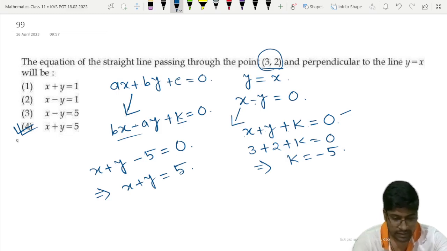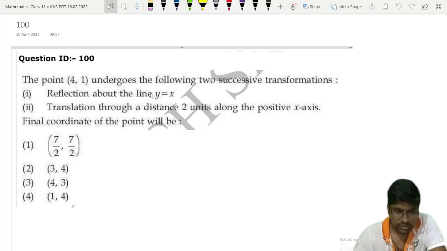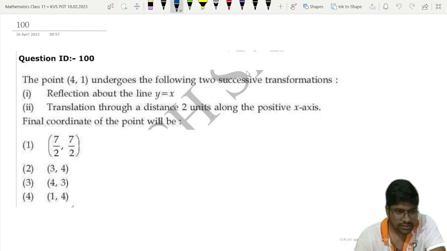Now let's move to the next question, question number 100. This is a little bit tricky and it will be time taking. What they are asking here: the point 4 comma 1 undergoes the following two successive transformations. First one is the reflection about the line y is equal to x and then translation through a distance of 2 units along the positive x-axis. What will be the final coordinate of the point that they are asking?